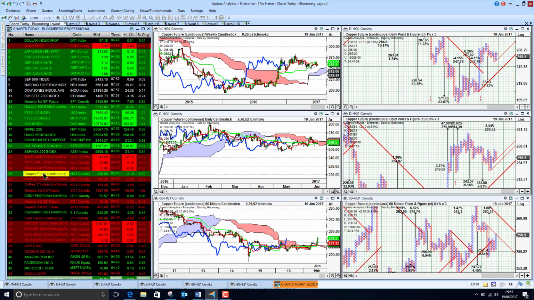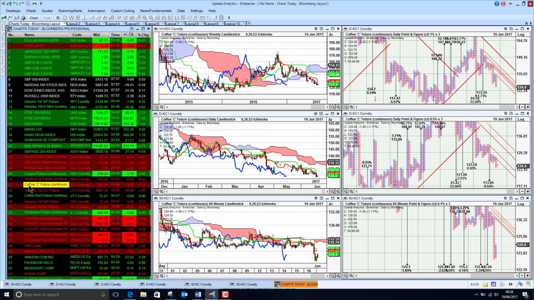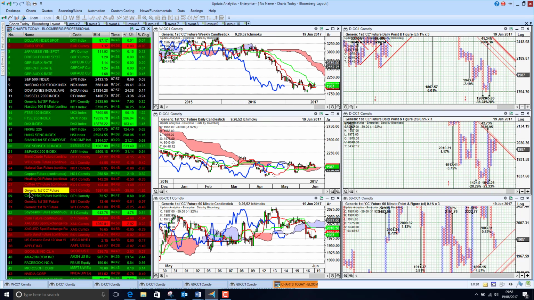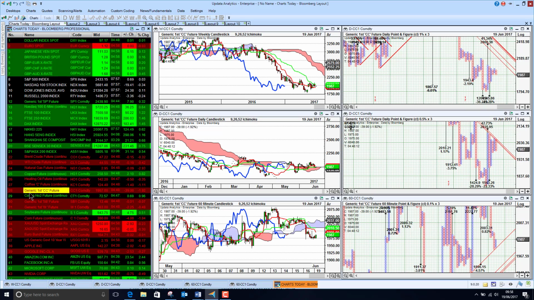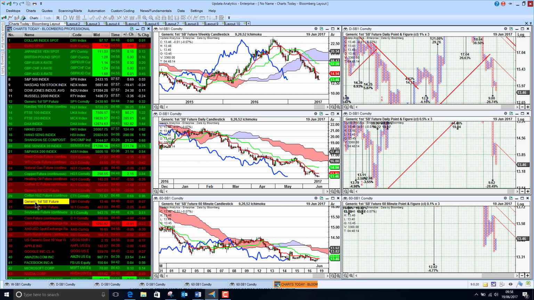Taking a look at copper, copper's looking bullish this morning, short-term transition, so we're seeing some of these commodities actually starting to move. Coffee is down still, bearish on all three charts, so softs are generally not looking great. Cocoa also bearish on all three charts, down quite significantly this morning. The softs are all looking pretty bearish, sugar bearish below the cloud as well.